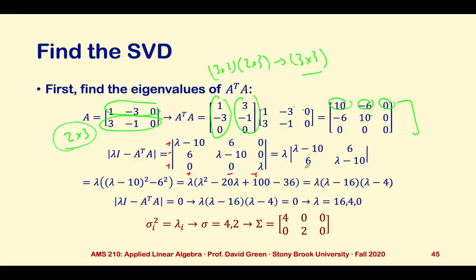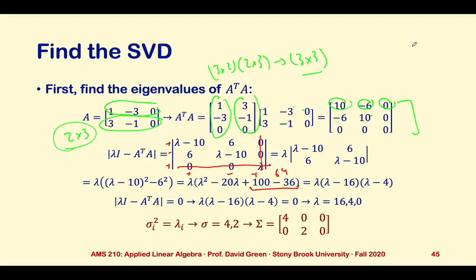We have a lambda multiplied by the determinant after crossing out this row and column. This is the determinant of the 2x2 with lambda minus 10 on the diagonals and 6 on the off diagonals. This, of course, is lambda minus 10 squared minus 6 squared. Expanding this out, lambda minus 10 squared is lambda squared minus 20 lambda plus 100. 6 squared is 36. 100 minus 36 is 64.